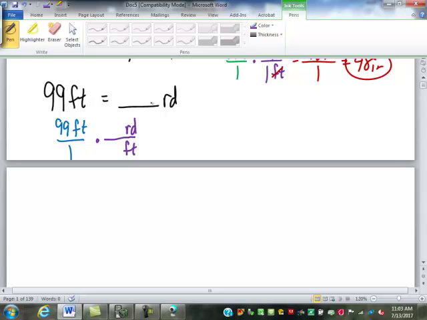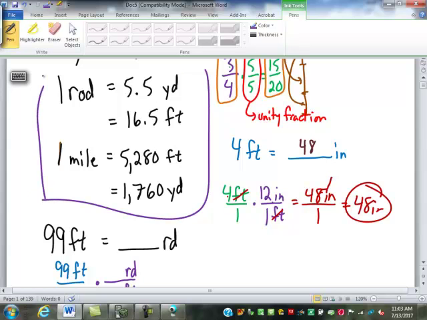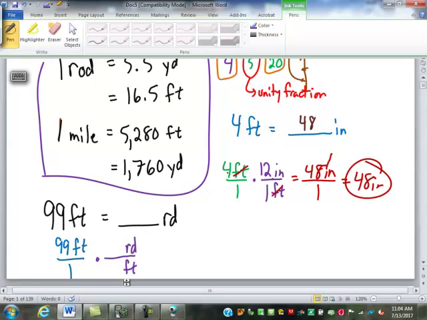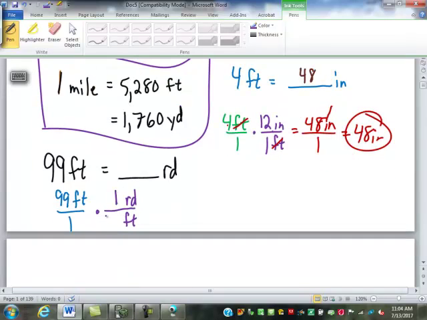Now I need to go to my equivalencies, and that's what these are over here. Those are equivalencies that relate one unit to another. And I need to find one that relates rods to feet. And you've been saying it there, Rob. What is it? Yeah, 1 rod is 16.5 feet. So 1 rod is 16.5 feet. That is a unity fraction. 1 rod is equivalent to 16.5 feet. The numerator and denominator have exactly the same value.